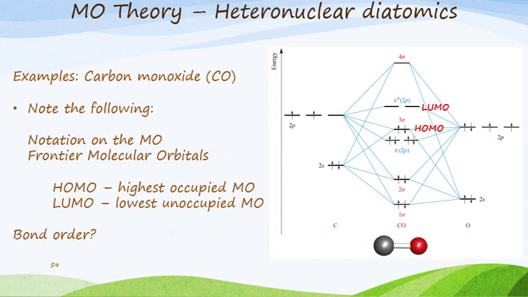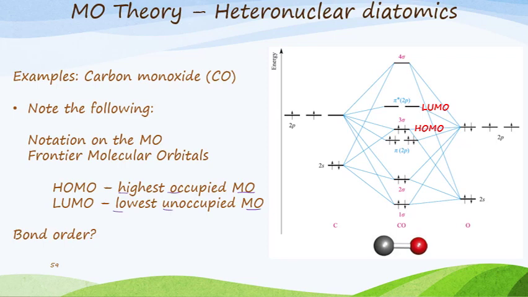Okay, so there's one more thing that we need to explain with the carbon monoxide example, which is something we talk about in terms of the notation on the molecular orbitals. We specifically want to define something new. It's called a frontier molecular orbital, and there are two of them. The first one is called a HOMO, and that is designated HOMO for the highest occupied molecular orbital. So that's where the acronym HOMO comes from. And then the next one is the LUMO, which is the lowest unoccupied molecular orbital.